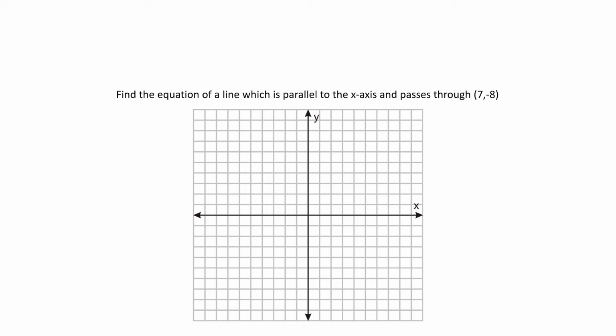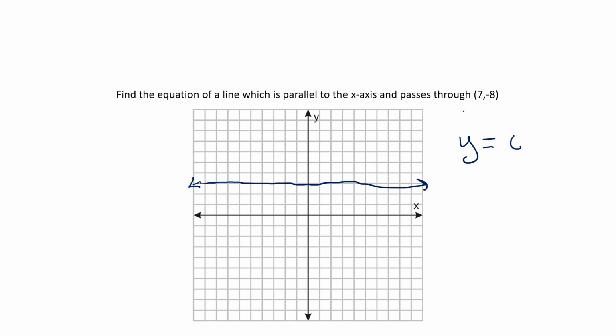I added the coordinate grid here just to illustrate a concept. You don't even really need to draw a picture for this. Find the equation of a line which is parallel to the x-axis. I just wanted to show that this is the x-axis, and any line parallel to that is going to be y equals some constant, right? So like y equals 3 would be right here, and it's parallel to the x-axis.